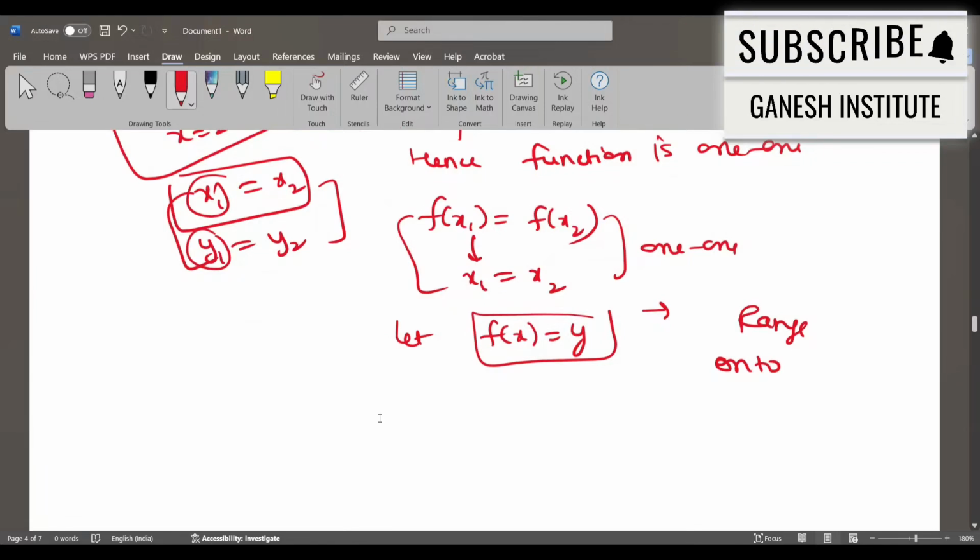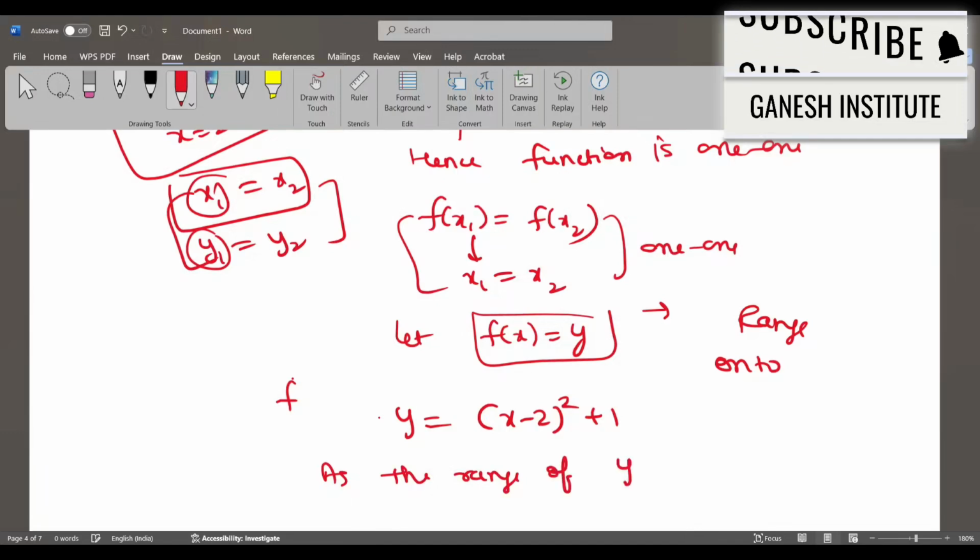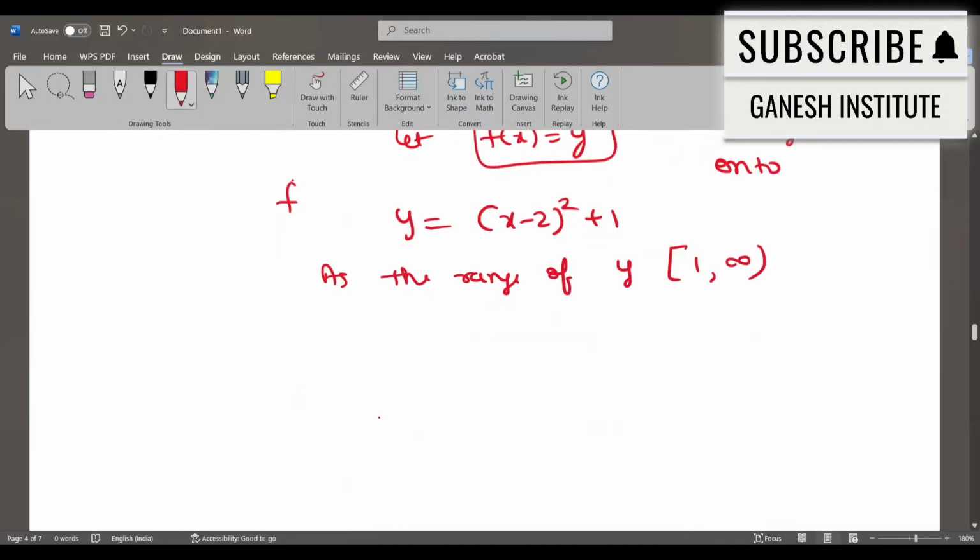But what would be the smallest value of a then? Yeah, we have already talked about that. It is because y is x minus 2 whole square plus 1, and the range of y starts from 1 to infinity. So because it is one-one, if y is starting from 1, not minimum, but the value from where we can get 1 as y.